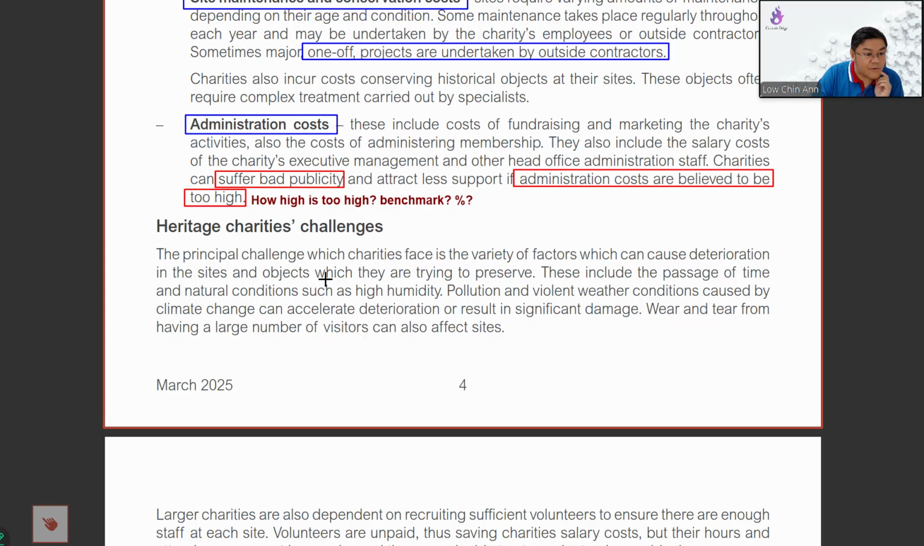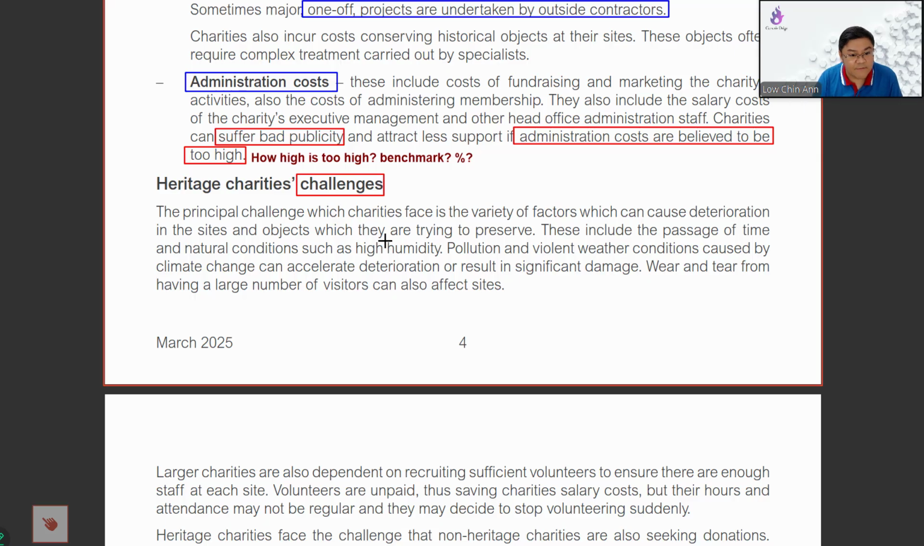Okay, so they're giving you their challenge, the external environment that they're facing. The principal challenge which charities face is the variety of factors that can cause deterioration in the sites and objects which they are trying to preserve. So we are looking at physical risk, okay?